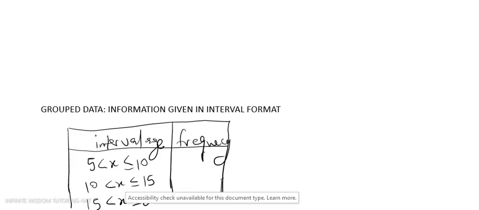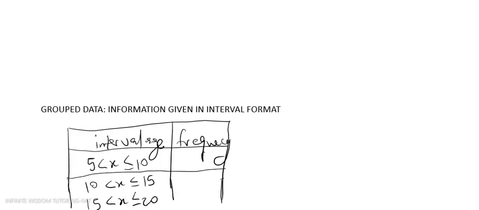Let's say for the age interval between 5 and 10, 2 people were picked. And between 10 and 15, 5 people were picked. And between 15 and 20, only 3 people were picked. These intervals, or this data, mean that we have a group of 2 people whose ages are running between 5 and 10.